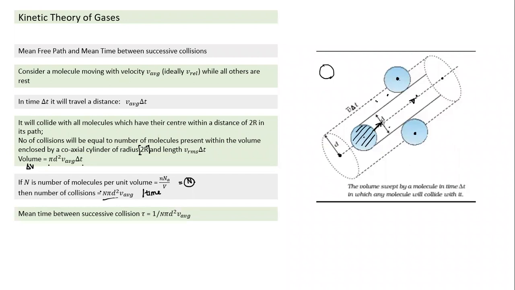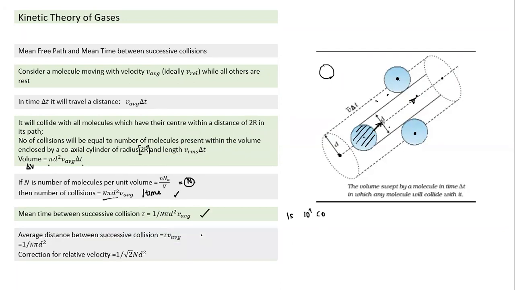If this is the total number of collisions happening in unit time, what is the mean time between successive collisions? If I say in 1 second there are 10 to the power 4 collisions, that is 10,000 collisions, it means the average time between two successive collisions is the inverse of that. So the mean time between successive collisions is the inverse of the number of collisions in a second. So the number of collisions is one term, and its inverse becomes the mean time between successive collisions.